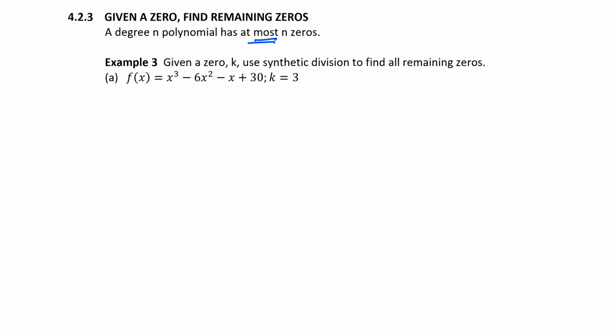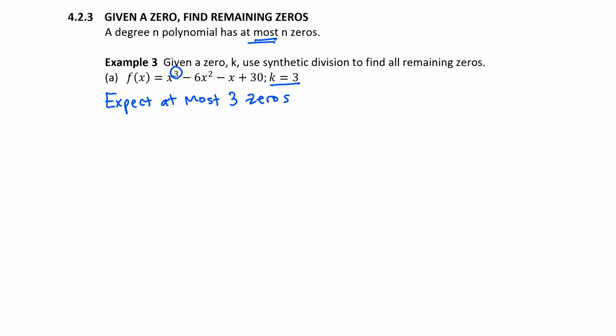Example 3, given a zero k, use synthetic division to find all remaining zeros. Notice in example A, we have a third degree polynomial function, so we can expect at most 3 zeros. That's 3 zeros, 3 factors, 3 x-intercepts. We know one of the zeros is given to be 3.